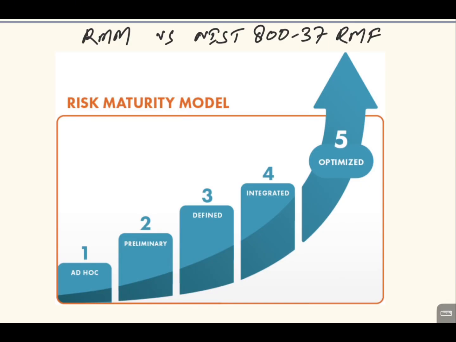So, RMM versus RMF, how they fit together. RMM is a high level strategic framework. It assesses how mature an organization is in handling risk across the entire business, including IT, operations, compliance, finance, etc. RMF is an operational technical framework. It provides a structured approach for implementing security controls, right? How we can implement the security controls.